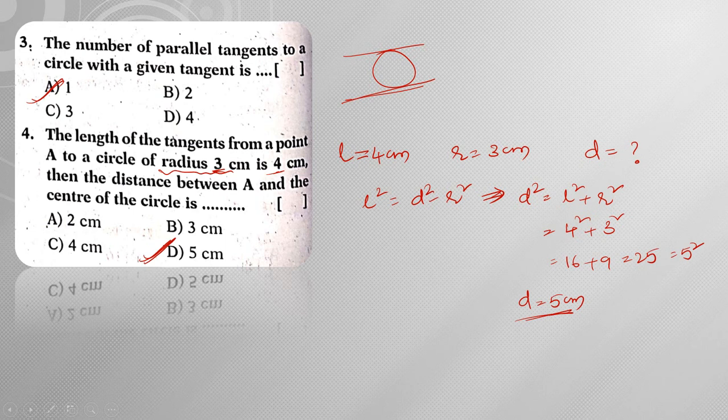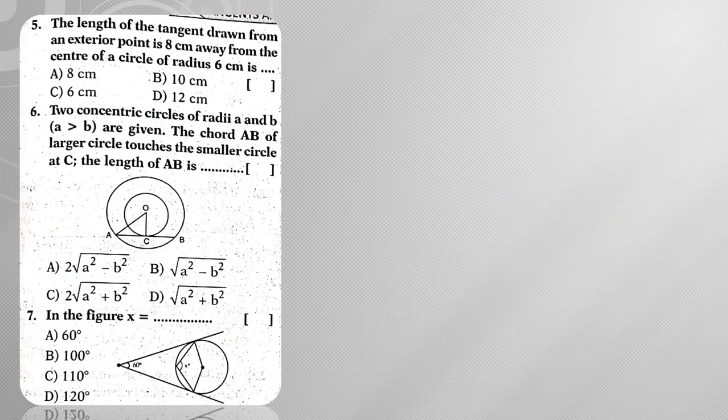Right. Next, moving on to question number 5. The length of tangent drawn from an exterior point that is 8 centimeters away from the center of the circle of radius 6 centimeters is. So what is he asking? The length of tangent is being asked, right? He's asking you to find out the length of tangent. So let the length of tangent be L.